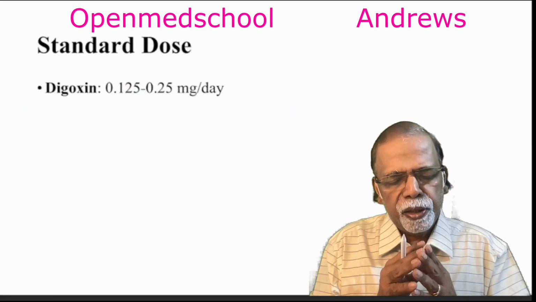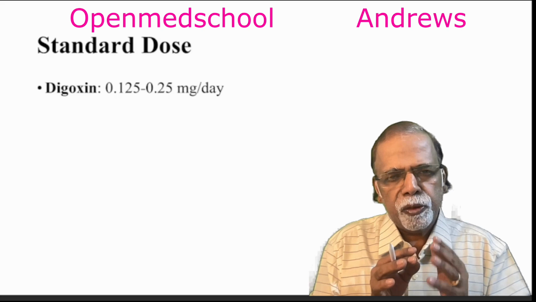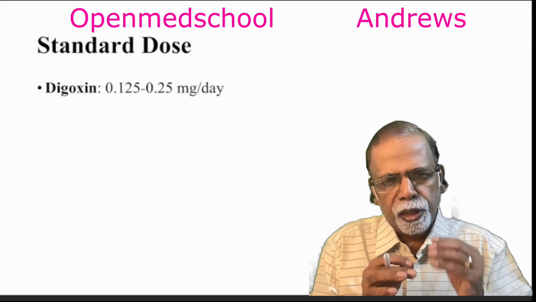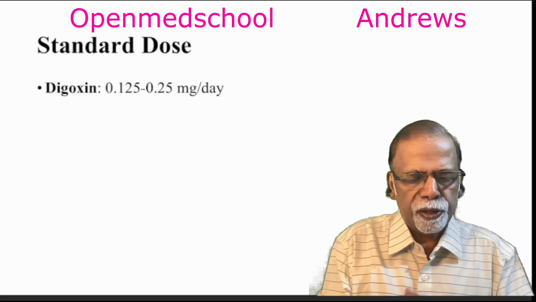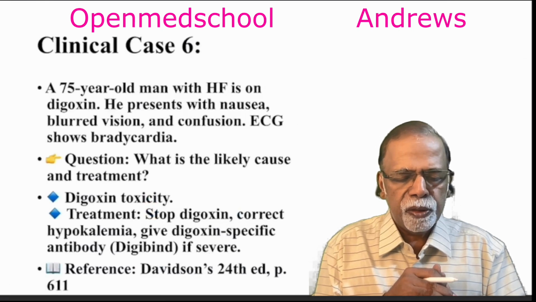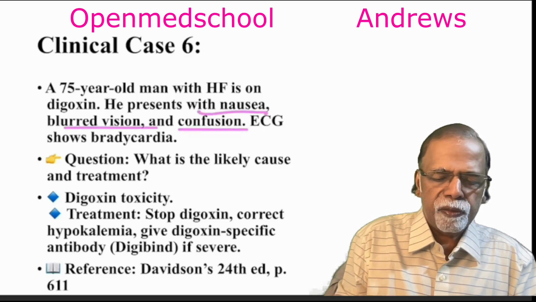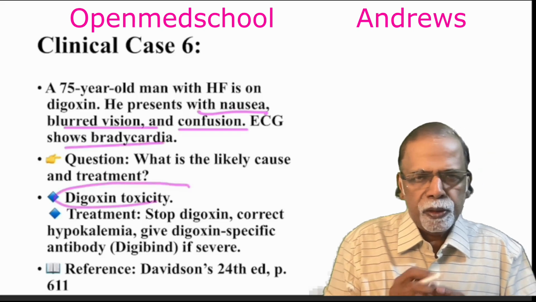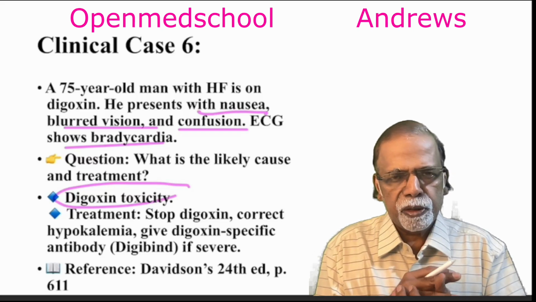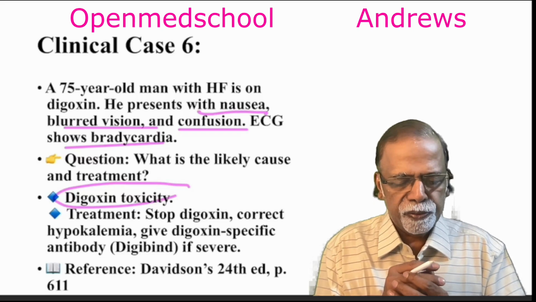The standard dose is usually half a tablet, 0.125 to 0.25 milligram, or 0.25 milligram on alternate days. So the dosage of digoxin is lesser than what has been given previously. So we go to the sixth case. A 75-year-old man with heart failure is on digoxin. He presents with nausea, blurred vision, and confusion. ECG shows bradycardia. It is likely digoxin toxicity. Digoxin toxicity can present with arrhythmias, bradycardia, confusion, and visual disturbances, sometimes xanthopsia. Stop digoxin, correct hypokalemia, and give digoxin specific antibody if severe.